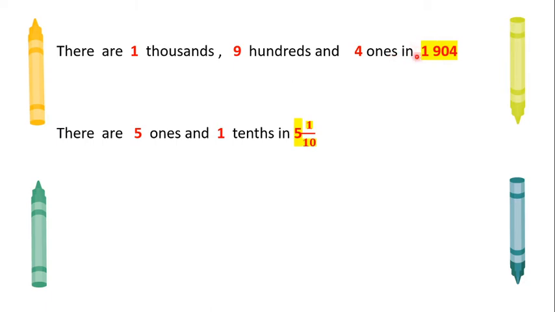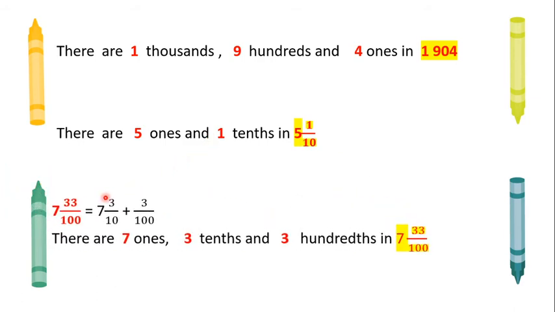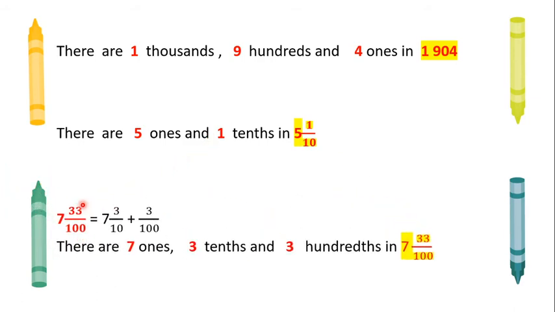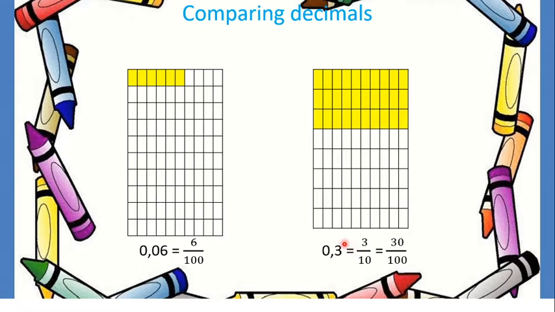There are 1 one, 9 hundredths and 4 thousandths in 1,904. I did not mention the tenths. You don't have to because there are 0 tenths. In 5 and 1/10, there are 5 ones, my whole number, and 1/10. 7 and 33 over 100 equals 7 and 3 over 10 plus 3 over 100. 7 ones, 3 tenths, and 3 hundredths.